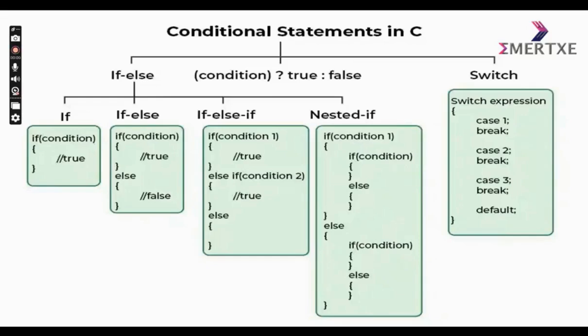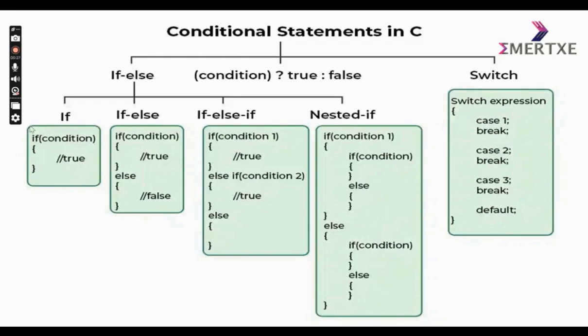The next slide is conditional statements in C. Conditional statements are used to make decisions in C programs. They allow the program to execute certain blocks of code based on whether a condition is true or false. First one is if statement. The if statement checks a condition. If it is true, the block of code inside it executes.